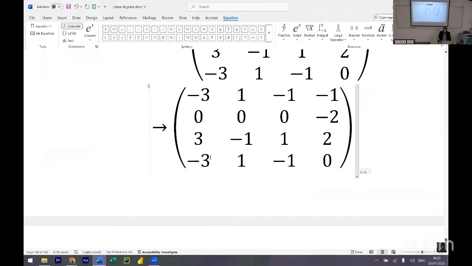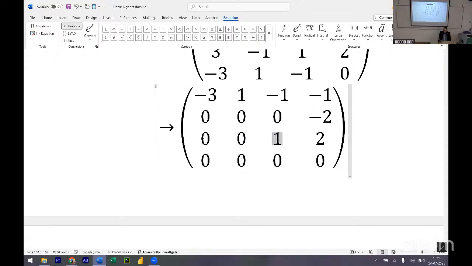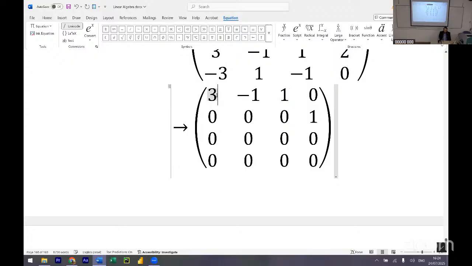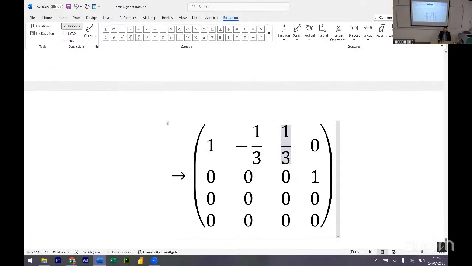Fine. And so this is 0, 0, 0, 2, and then 0. And this plus this 0. Oh, that's a huge 0. 0, 0, 0, something that becomes 0. This is 1. This is 0. So this is 3 minus 1. So this is 1 minus a third, and a third. Okay.